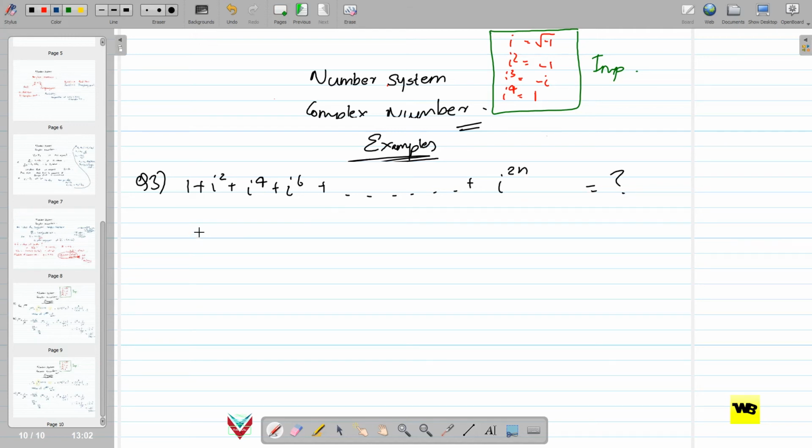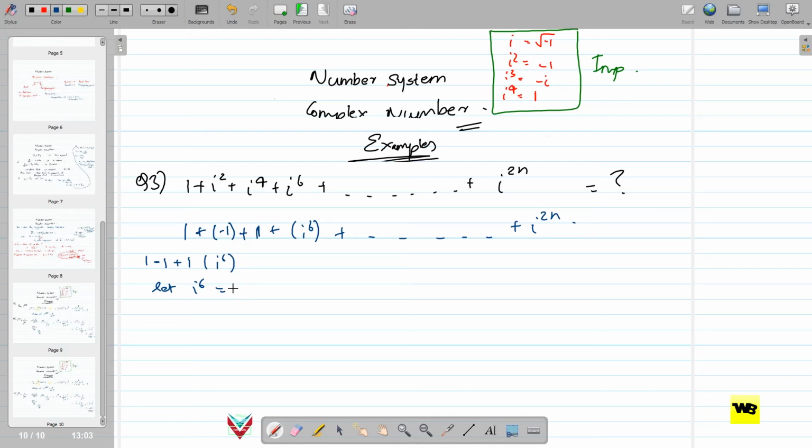When we solve this, we know that 1 equals 1, plus we know the value of i squared is minus 1. So minus 1, plus the value of i raised to 4 is equal to 1. So 1, and then i raised to 6, how to solve that we will see now, and plus i raised to 2n. So we know that 1 plus minus 1 is 0 plus 1, and let's solve the i raised to 6 value.